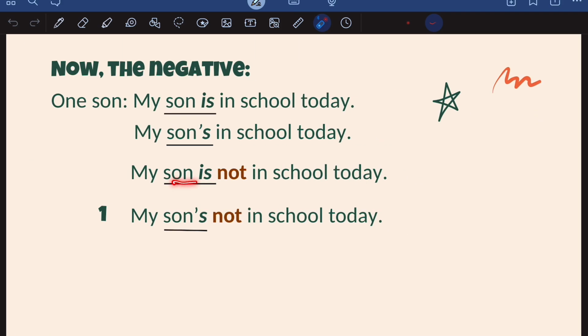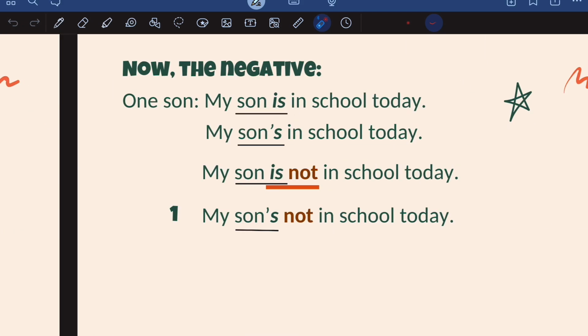So we have two choices of what contractions to use. The first one, we take son is, like we did up here, and make it into son's. So instead of my son is not, we could say my son's not. My son's not in school today. It feels very natural to me. But this is option one. There's another choice we have here.